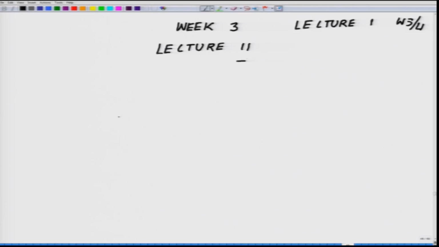Just to put it in context, we are into week 3. This is lecture 11, the first lecture of week 3, W3 L1. Essentially, what we will be doing today is touching upon the relation between E0 and the equilibrium constant.